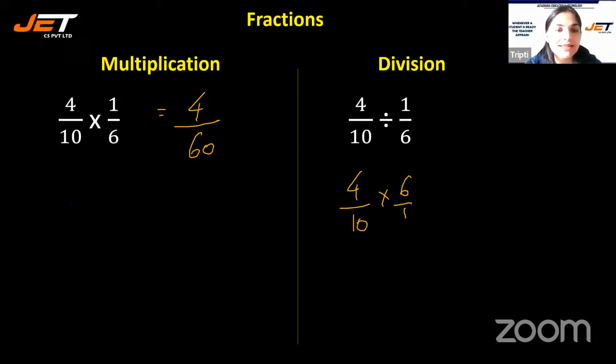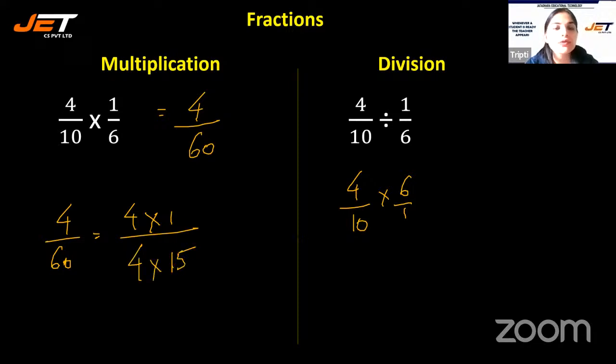So 4 by 60 can be written as 4 times 1 is 4 and 4 times 15 is 60. 4 cancel, it's 1 by 15. Okay? I hope you got the same answer.